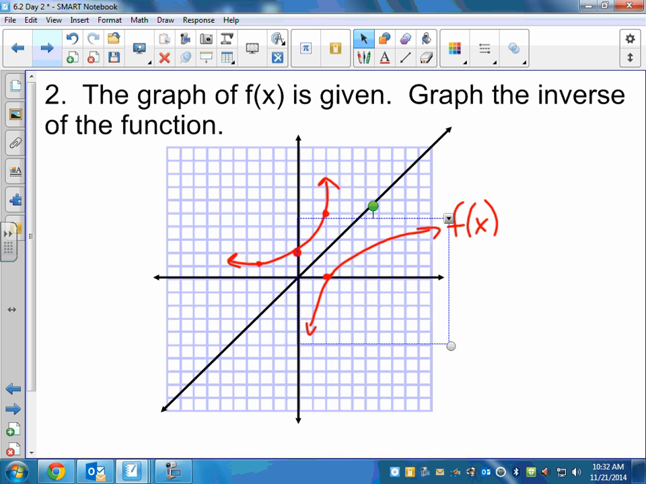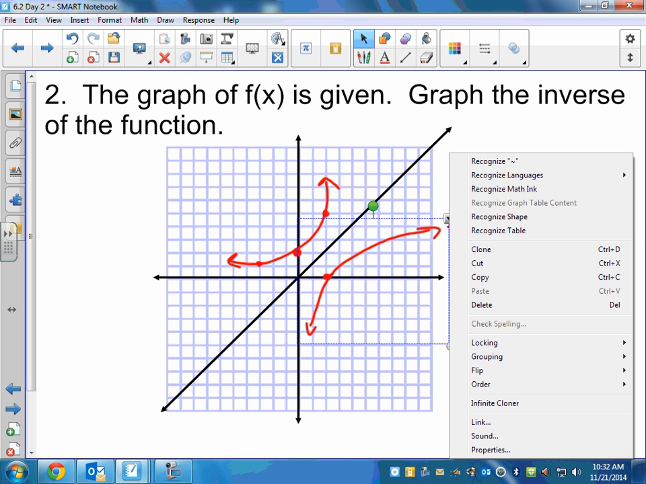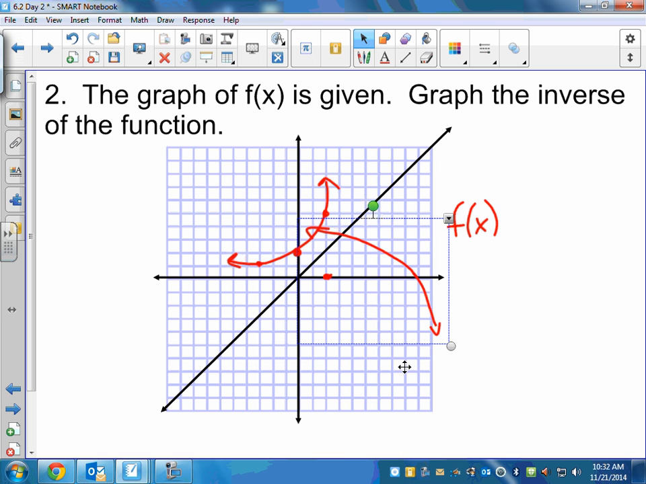To reflect it? Yeah, like copy it. How about this? The flip. Left, right, up, down. It's kind of weird to think about. Oh, that didn't work.